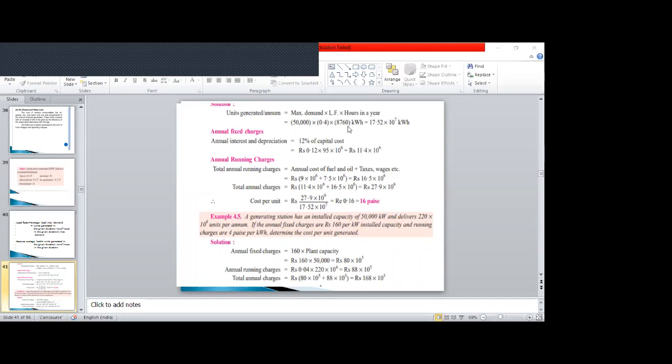So finally, calculate total annual charge, which is the sum of fixed charge and running charge. Cost per unit will be total annual charge divided by total number of units, is it not? That's the last equation, that is rupees 27.9 into 10 to the power 6 divided by 17.52 into 10 to the power 6. Since it is asked cost per unit, this has to be expressed in kilowatt hour. Very important, it has to be in kilowatt hour. 1 unit means kilowatt hour.